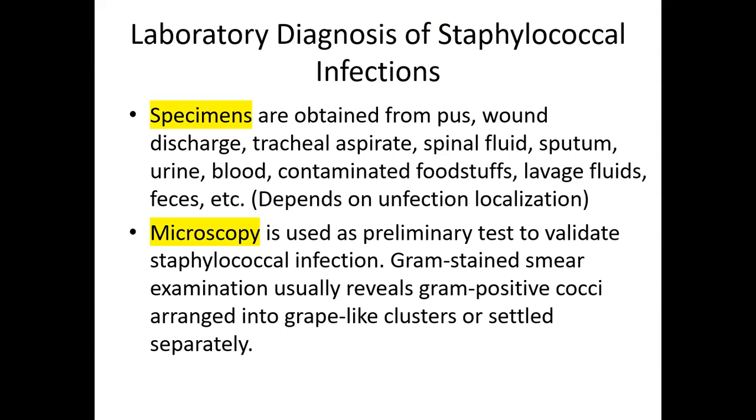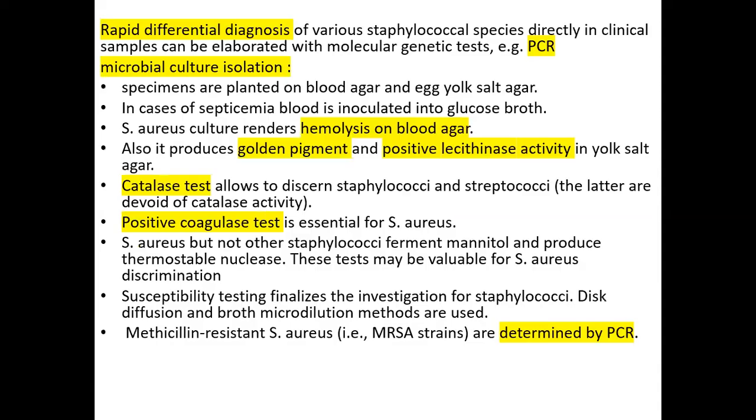And if you can see gram-positive cocci arranged into grape-like clusters in the spinal fluid under the light microscopy, you can consider staphylococcal infection. But in the case of wound infection, throat infection, or pneumonia, you can't apply microscopy, because in this material there will be a lot of other bacteria which are part of normal microflora. So this method will not work. This method can be applied in the case of material which must be sterile. And if you find any bacteria, it means that there is bacterial infection.